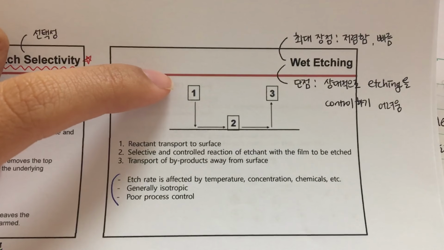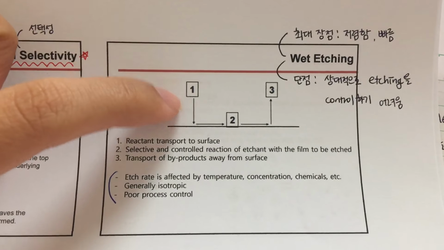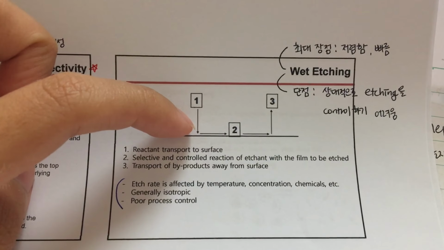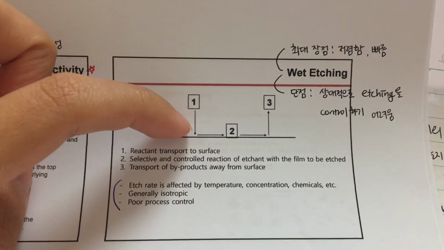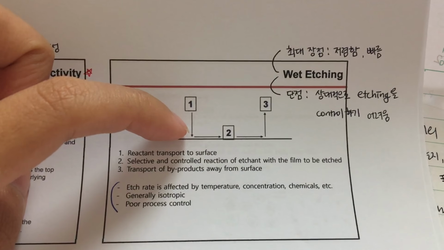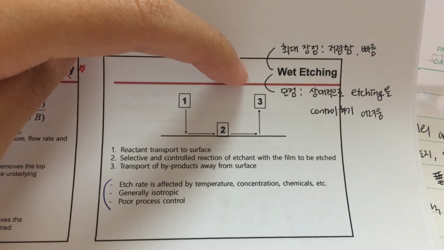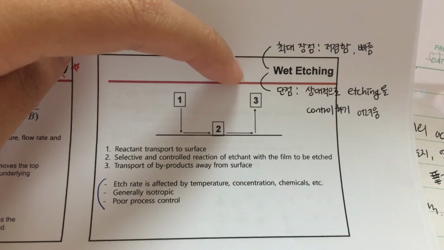First, reactant transport to the surface. Second, selective and controlled reaction of the etchant with the film to be etched. Third, transport of byproducts away from the surface.